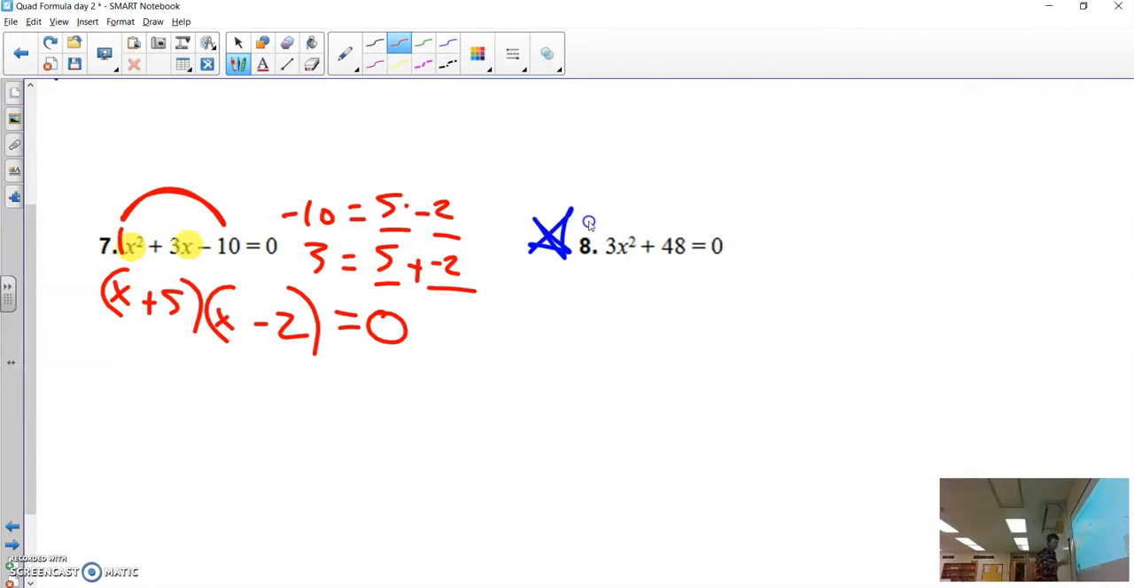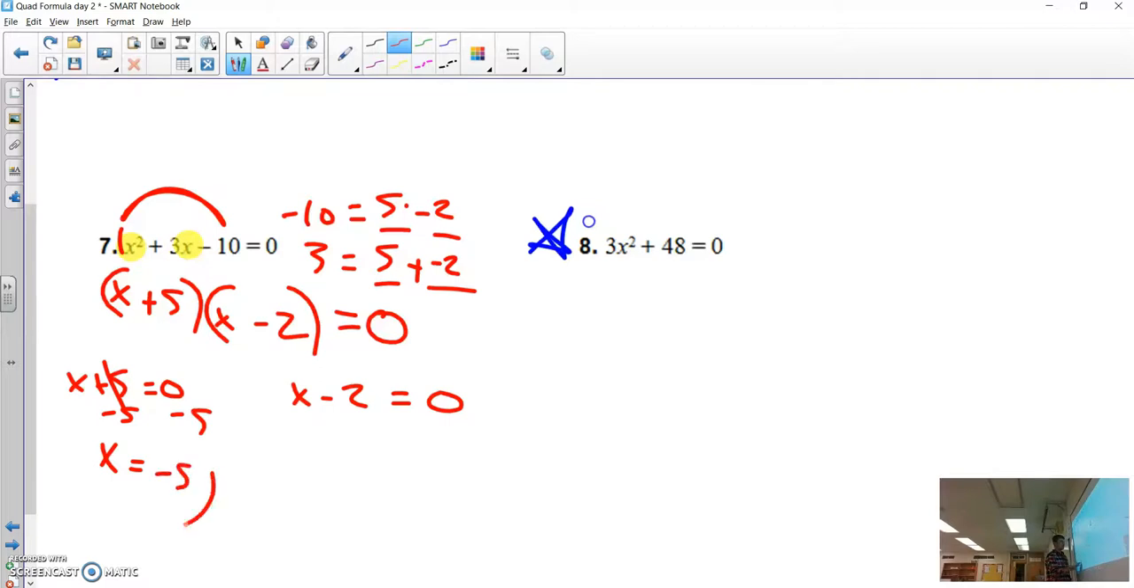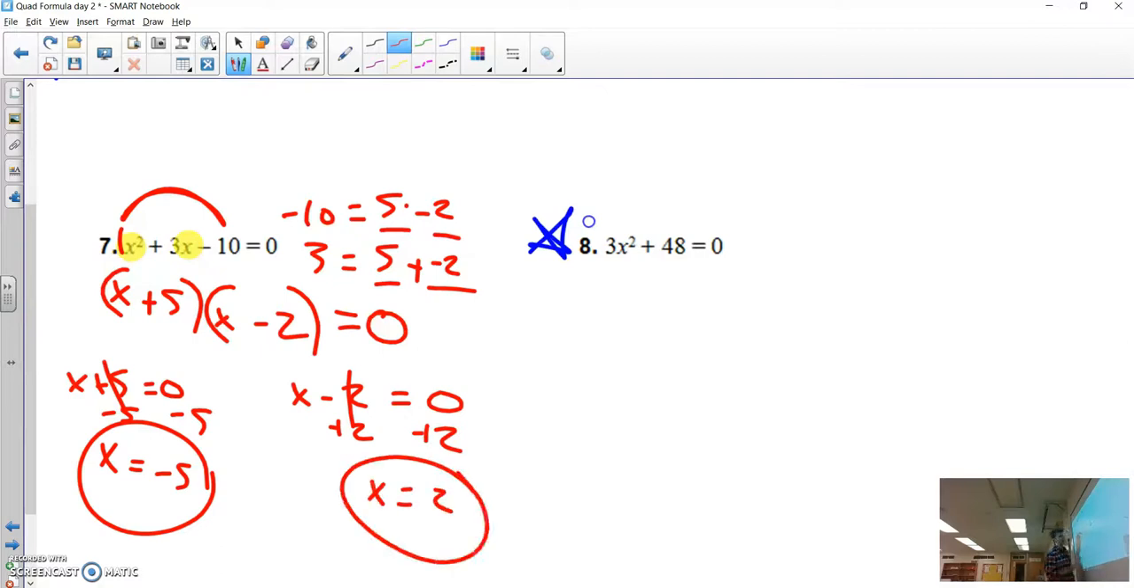Because you're solving by factoring, hopefully you're starting to understand that there's this extra step. When I subtract 5 from both sides, I get x equals -5, and on the other side, you're adding to get positive 2. Okay? So that one is factorable.